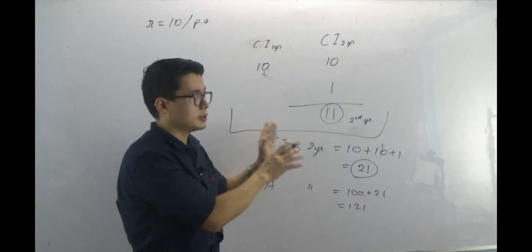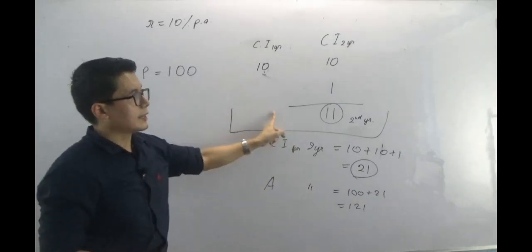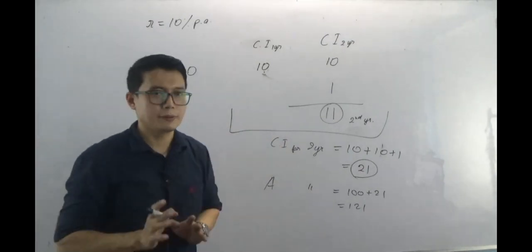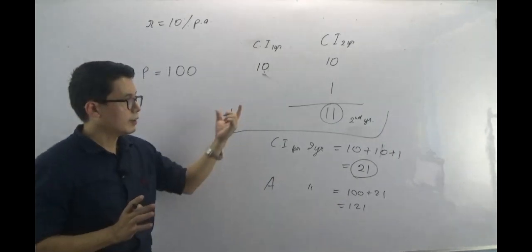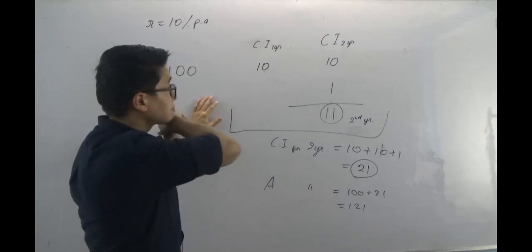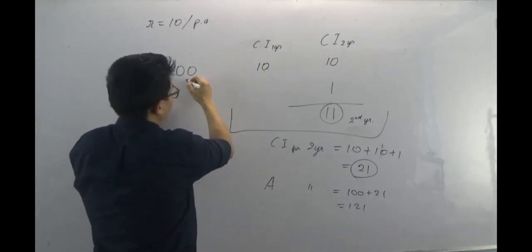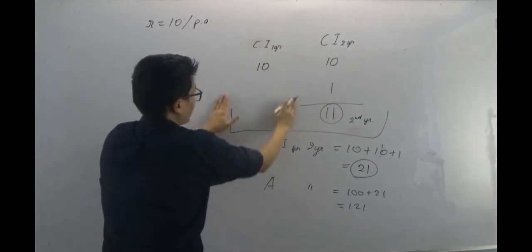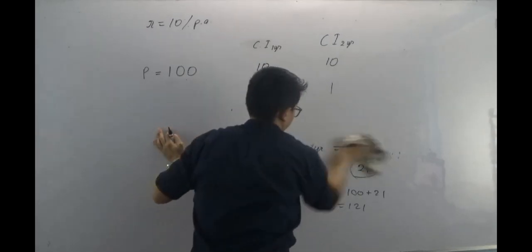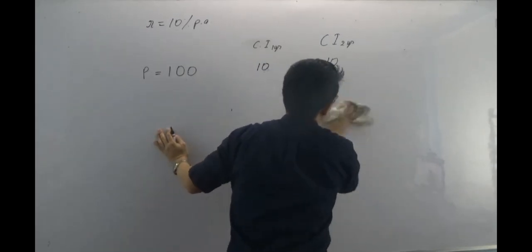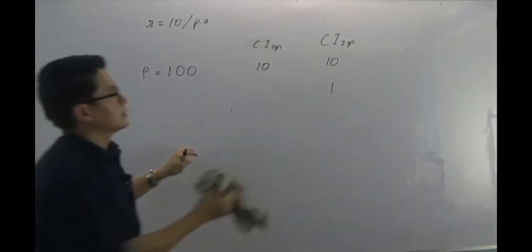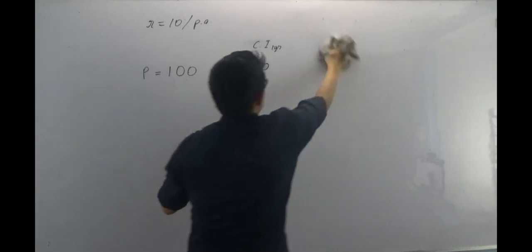So now we discuss the second year. Is this understood? Sir, one lakh. Okay. 100 is the principal for the first year. What is the amount?